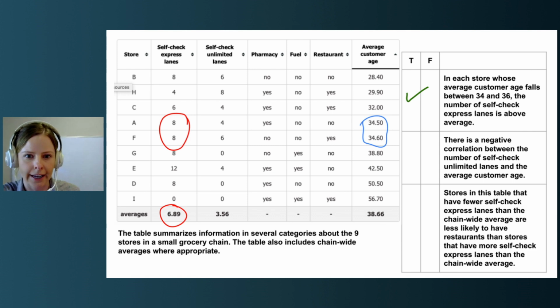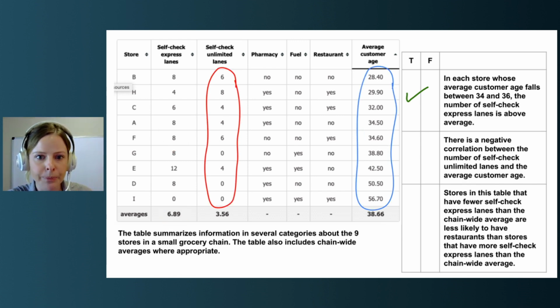So let's, again, I think it makes sense to sort by customer age, so that will give us that nice sense of what is going up, which is our customer age. And then we're looking at this other column, the self-check unlimited lanes, and just seeing, hey, what happens, right? As age goes up, what happens to this number of lanes? Well, you can see that we start with some pretty high numbers, and then we end with some pretty low numbers. So just based on that, it does look indeed like as age goes up, our number of lanes goes down. That's our negative correlation.